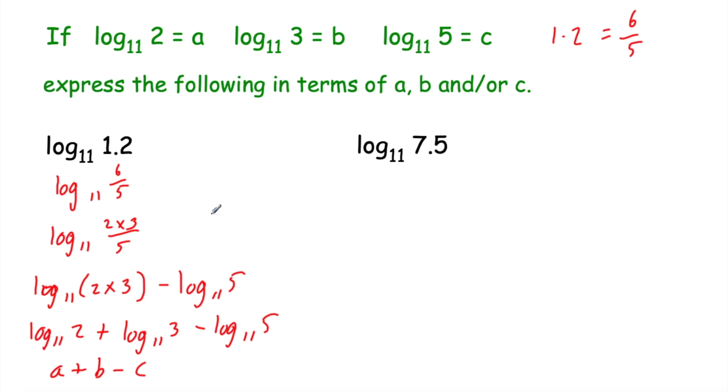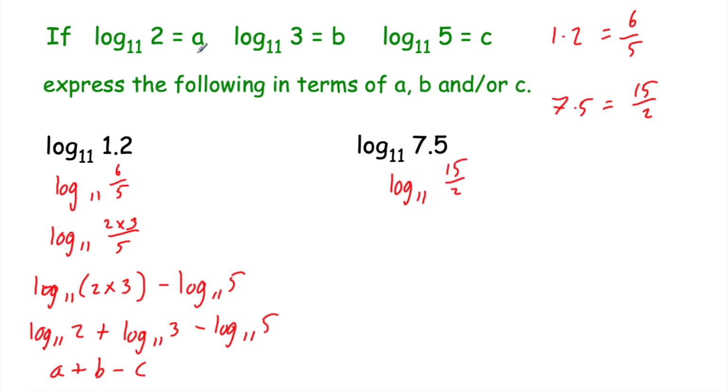And again, you can check your answer. If you do the log to base 11 of 2, add the log to base 11 of 3, and subtract the log to base 11 of 5, you should get that's equal to the log to base 11 of 1.2. Okay, let's look at our next one. So we've got the log to base 11 of 7.5. So 7.5 is equal to 15 over 2, or 15 halves. So that's the log to base 11 of 15 over 2.